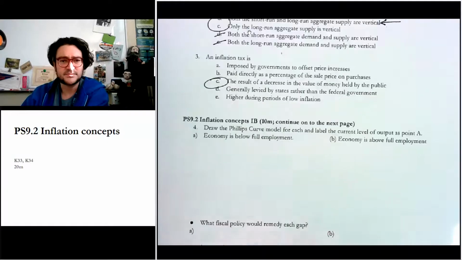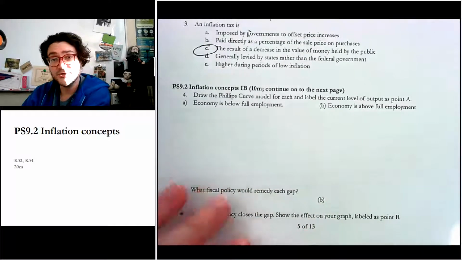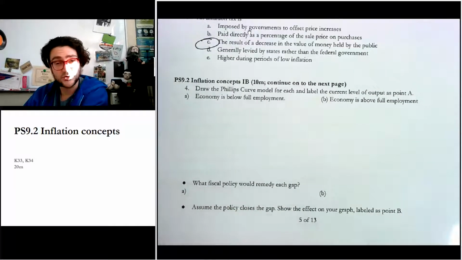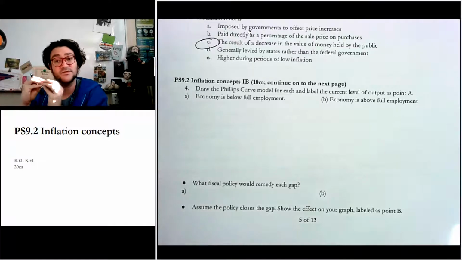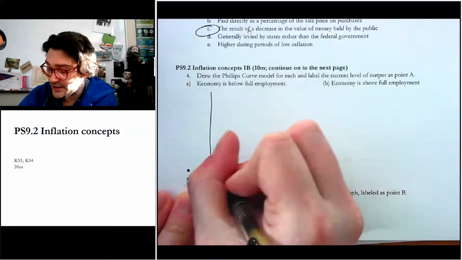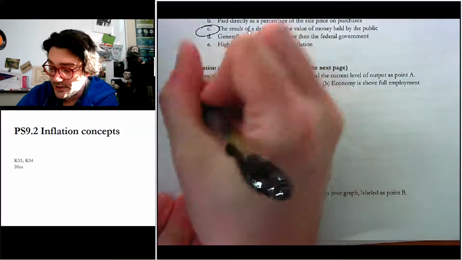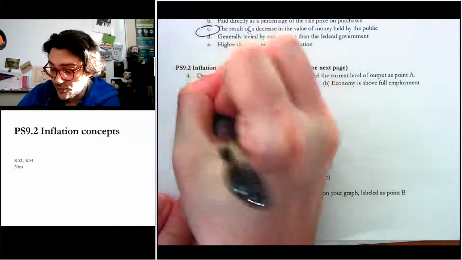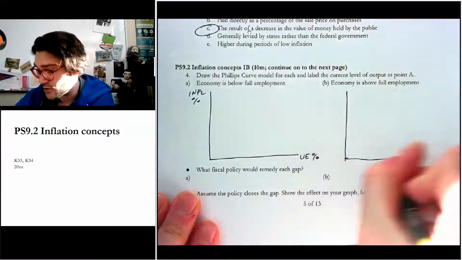All right, let's take a look at inflation concepts 1B. Now, here's where things are going to get a little interesting with this. It's going to say, draw the Phillips Curve model for each and label the current level of output as point A. And this is something that I usually in class, I tell students, I want you to try this, even though I didn't teach you this, I want you to see how you would do, right? Just to see how you would respond to this kind of a prompt.